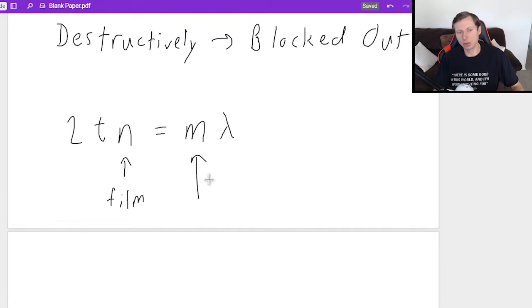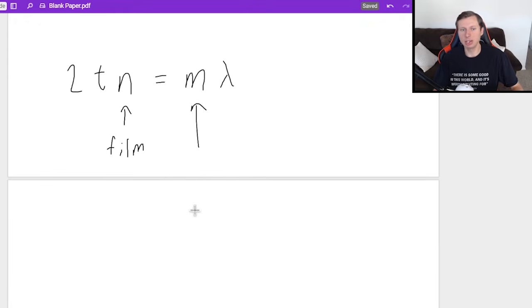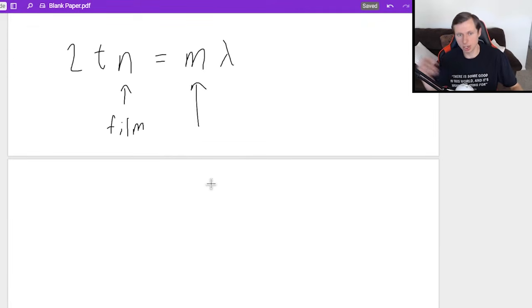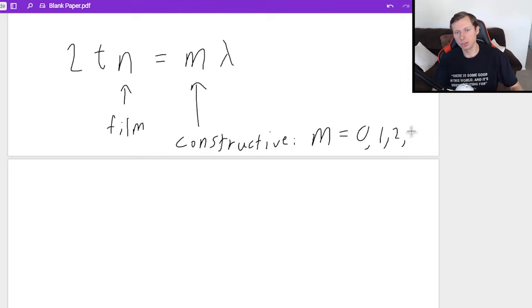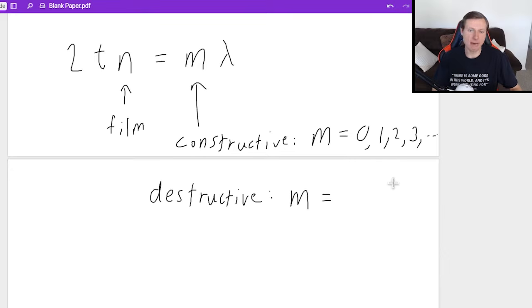Now M is the cool part because M depends on if you have constructive or destructive. If you have constructive interference, well then that means M is going to be 0, 1, 2, 3, ... It's just an integer. And if you have destructive interference, well then that means M is going to be all of the 1/2 values like 0.5, 1.5, 2.5, etc.